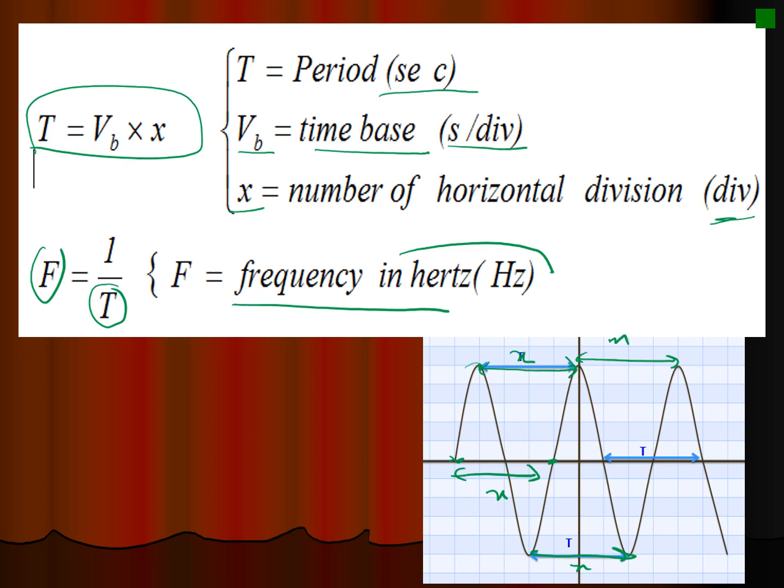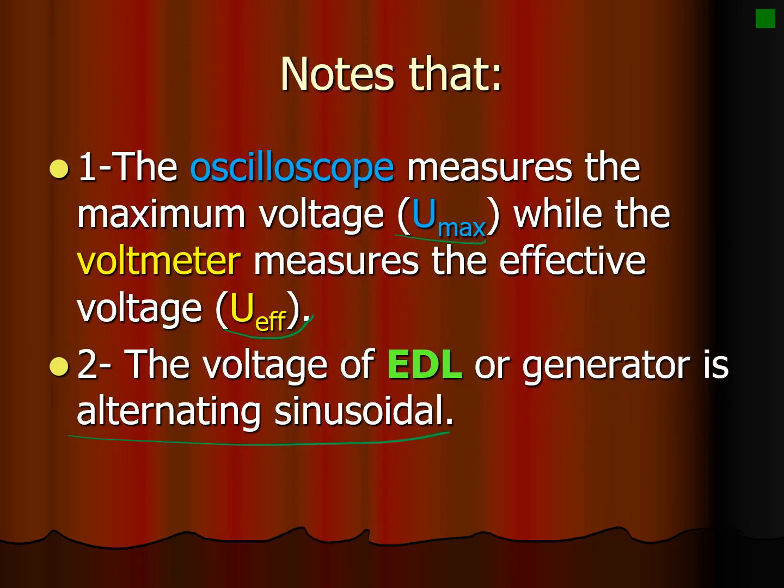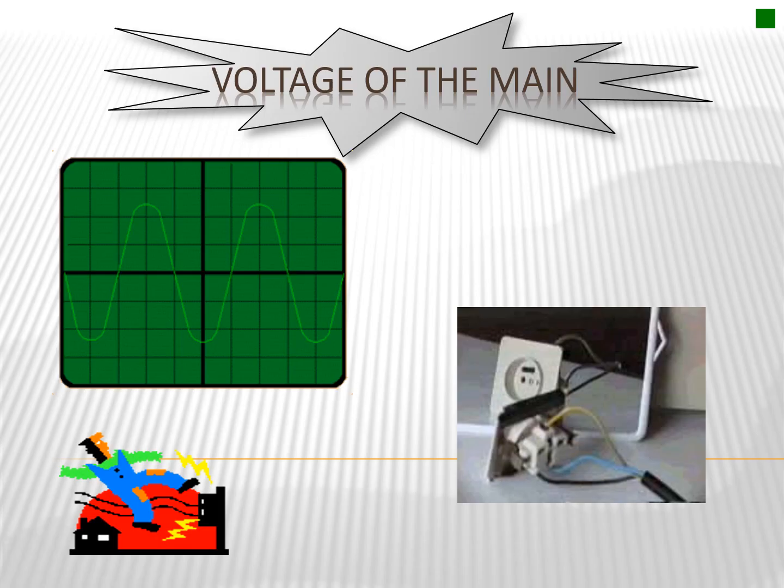F equals 1 over T. T is the period, where F is the frequency. Its unit is Hertz. Note that the oscilloscope measures the maximum voltage, Umax, while the voltmeter measures the effective voltage. The voltage of an ADL or generator is alternating sinusoidal. Now, the voltage of the main.